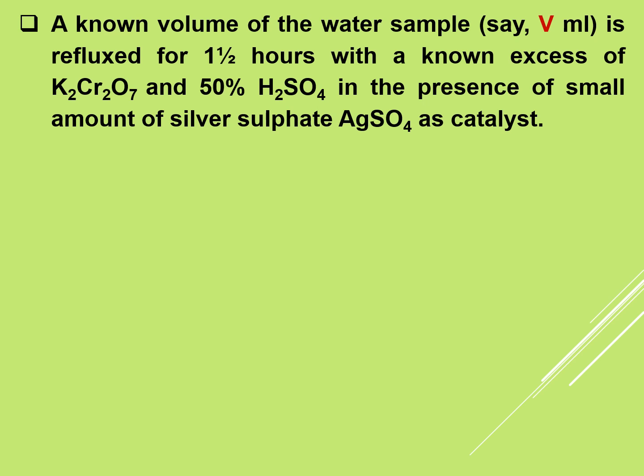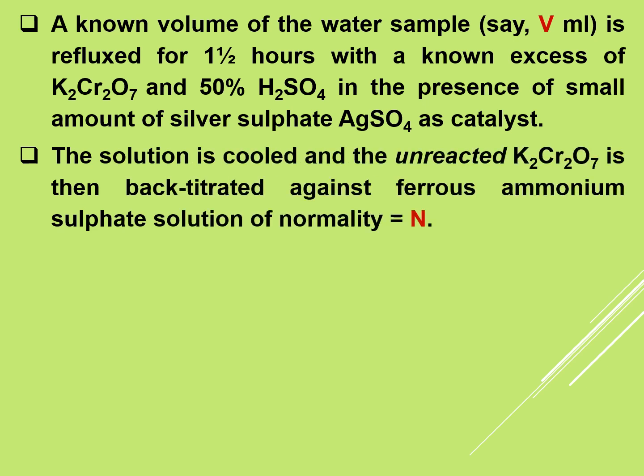So a known volume of the water sample is refluxed for 1.5 hours with a known excess of potassium dichromate and 50% sulfuric acid in the presence of small amount of silver sulfate as catalyst. So the water sample, we take a fixed volume, like for example V ml, boil, reflux with acidified potassium dichromate using silver sulfate as a catalyst for 1.5 hours. After that, it is cooled and titrated against ferrous ammonium sulfate of normality N. Okay, so you titrate that.